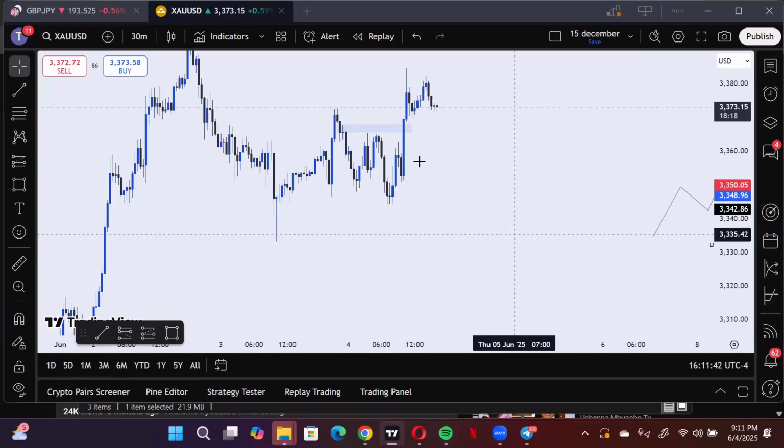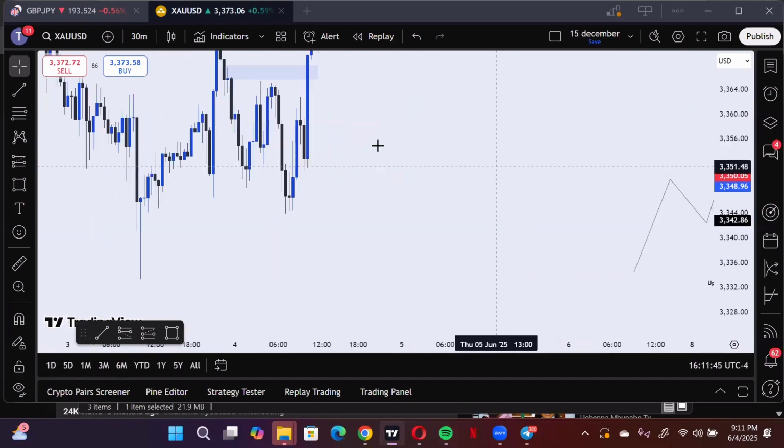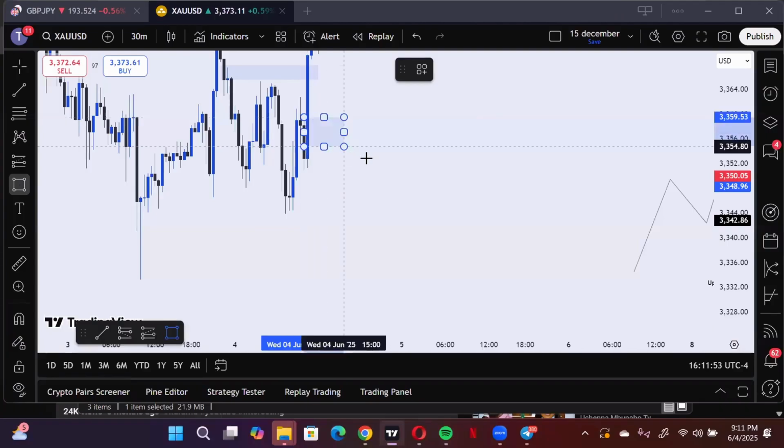Okay, this is an example now. This is another block, and then there's a wick on the other block. But since the body of this other block is large and the wick is small, if you want to pick your entry, pick your entry from the wick here, simply because the body of the other block is bigger than the wick on top of the other block here.